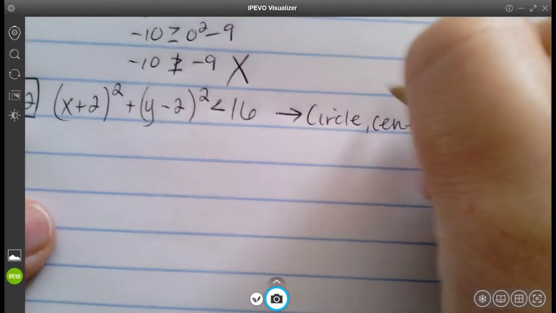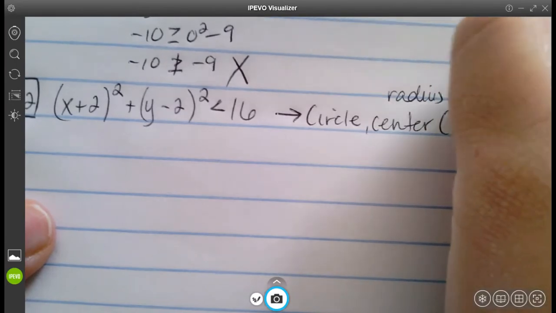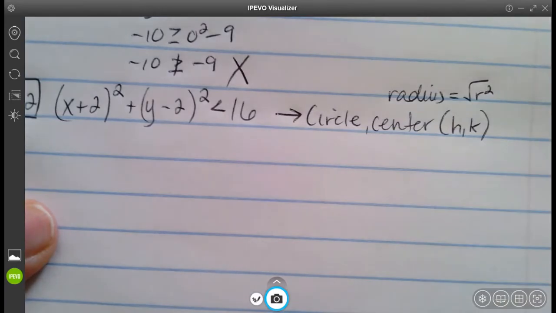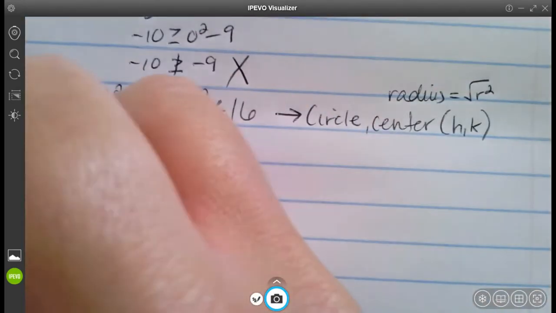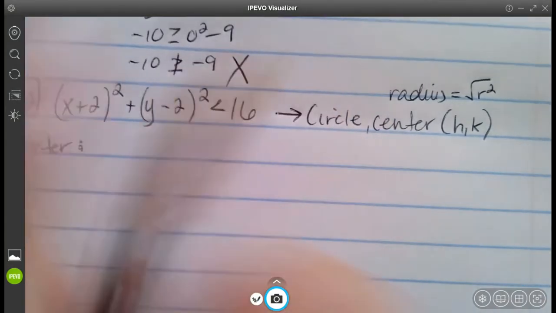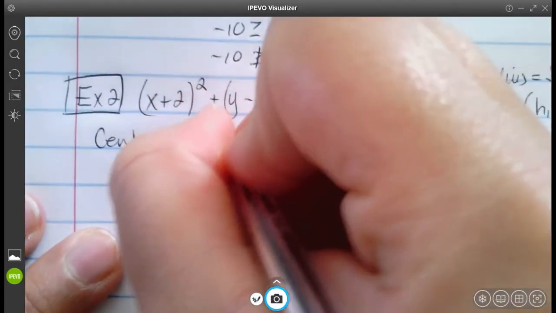Move that over. And the radius is the square root of whatever this guy is. So I'm just going to put square root of r squared. So in this case, my center would be -2. So -2 from here and +2 from there.